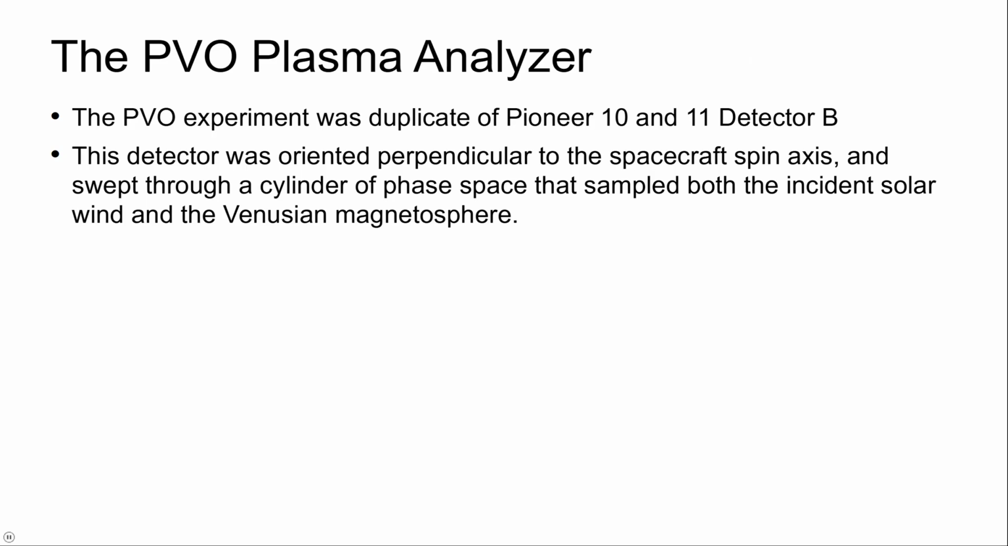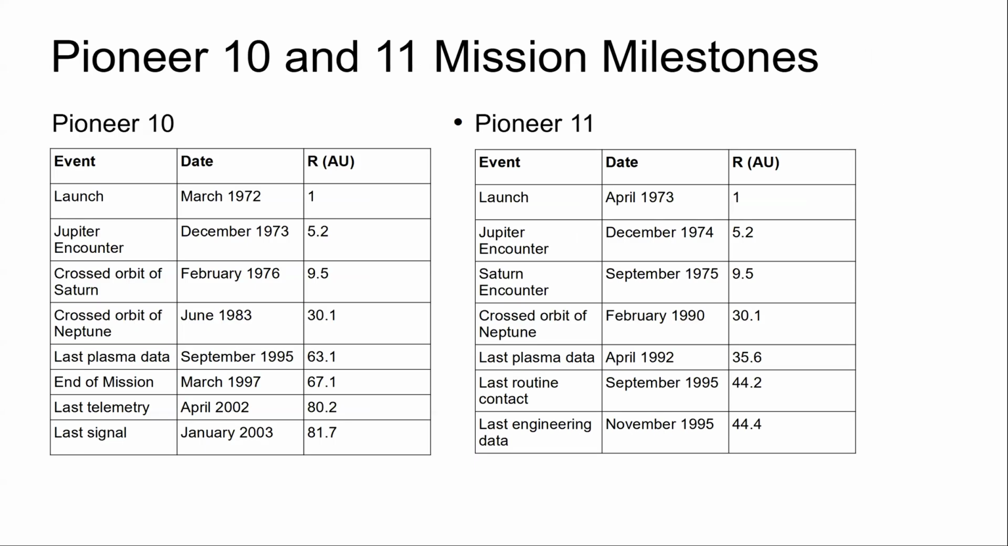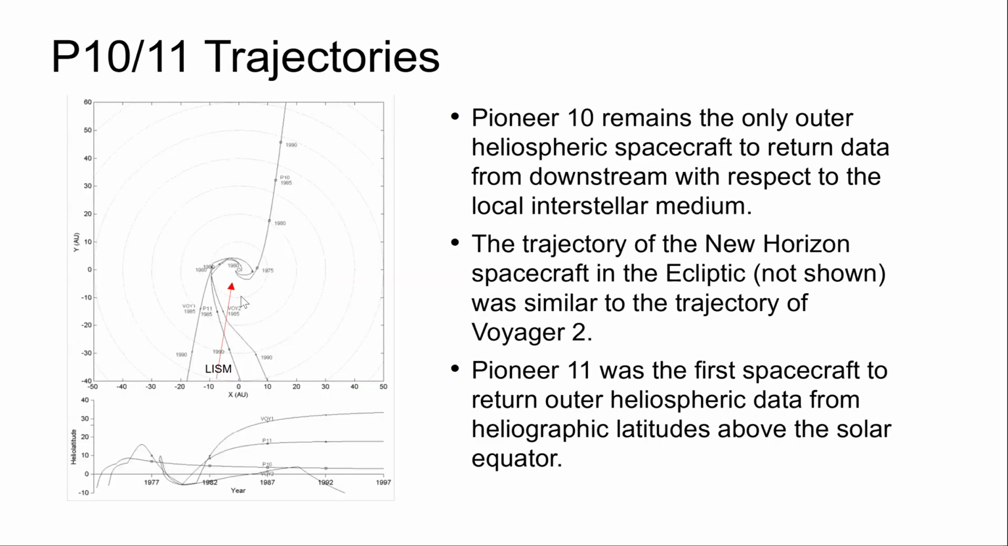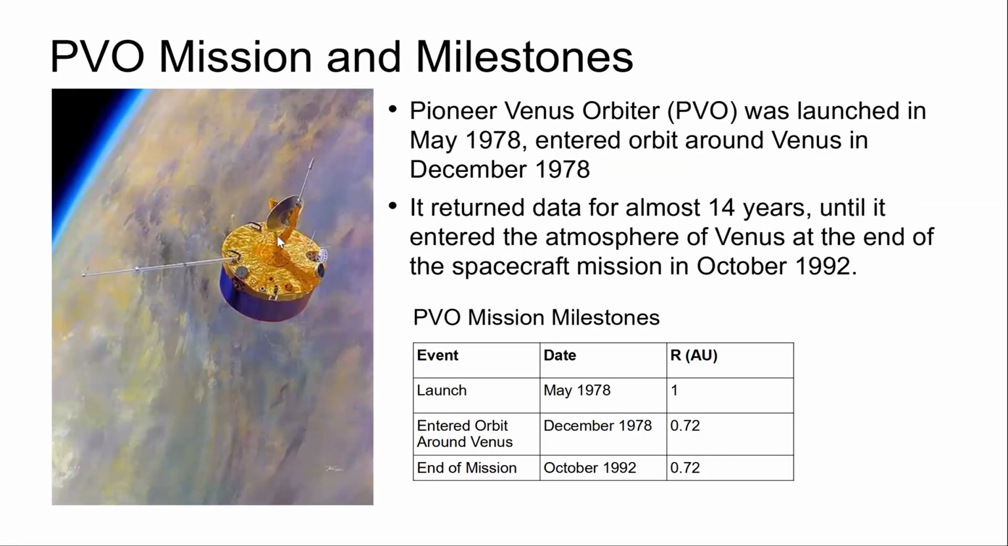I can actually show you where these instruments were. On Pioneer 10 and 11, our instrument was tucked away behind the high gain antenna, right around here, between the high gain antenna and the magnetometer boom. On Pioneer Venus, I believe this was our instrument. So every time the spacecraft rotated, it swept a nice swath of phase space that included the incident solar wind and anything that might have been coming up towards the spacecraft from Venus.